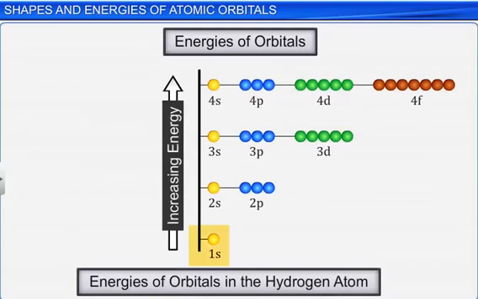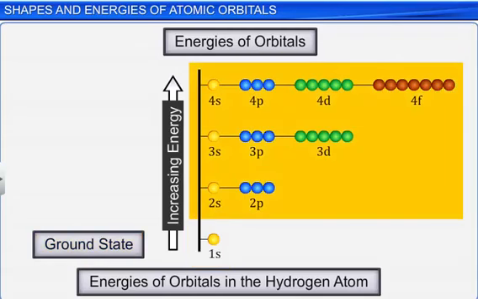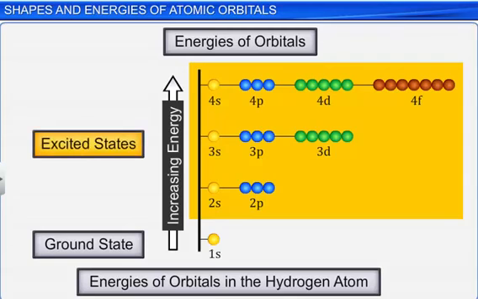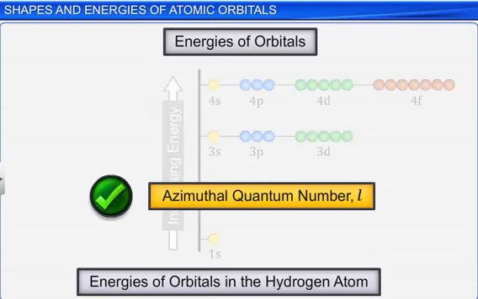1s in the hydrogen atom represents the most stable state for the sole electron and is called the ground state. The energy states with n greater than 1 represent the excited states for the electron in the hydrogen atom. Unlike the single electron species, the energy of an electron in a multi-electron atom depends on azimuthal quantum number also, in addition to principal quantum number.